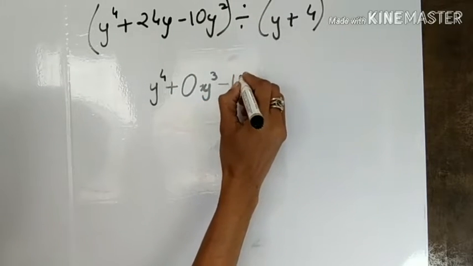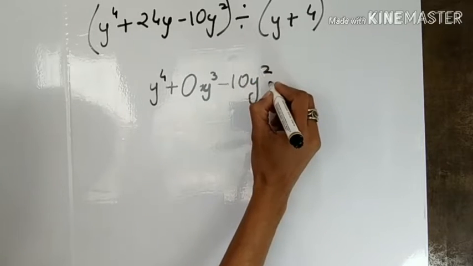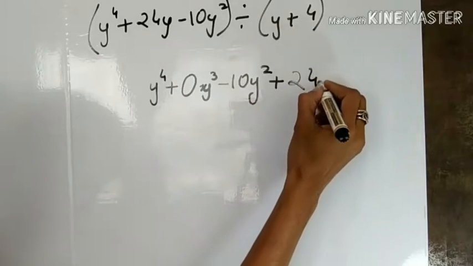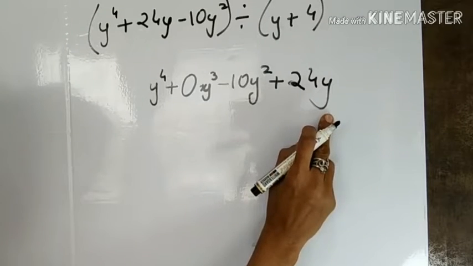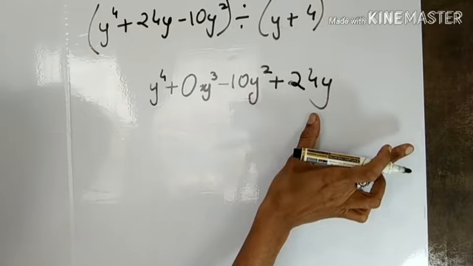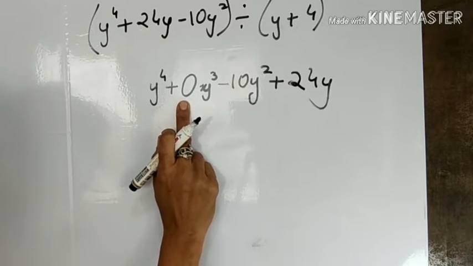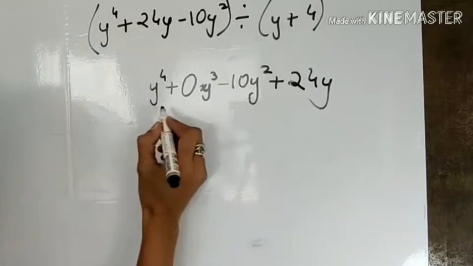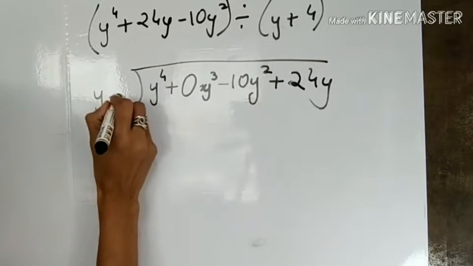So be careful of the signs. You also have to consider the sign. So that gives me minus 10y square. And then the last term is 24y. So just arrange the dividend terms in the descending order of the index of the variables. And if there is any term missing, you just need to add a coefficient as 0 and then the appropriate index. And this we divide by x plus 4.